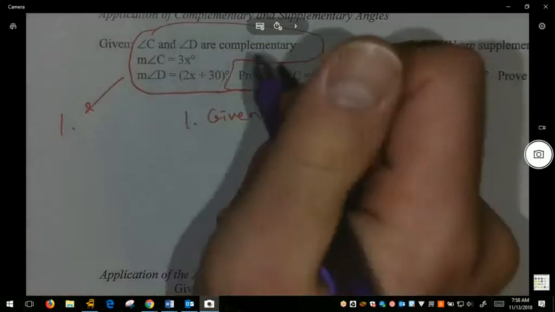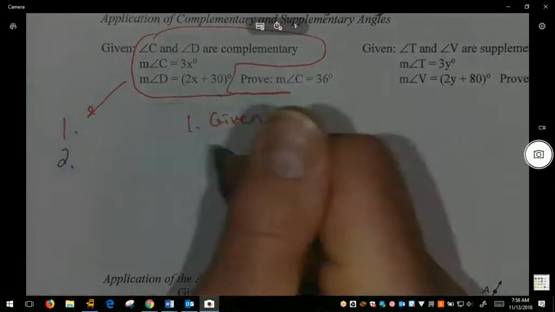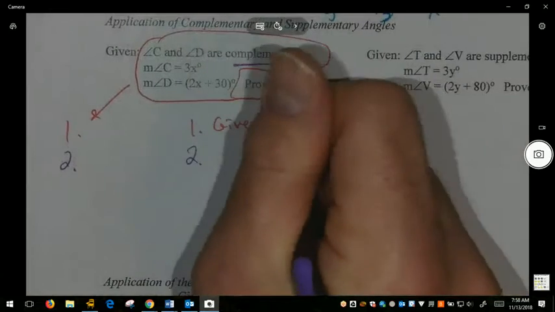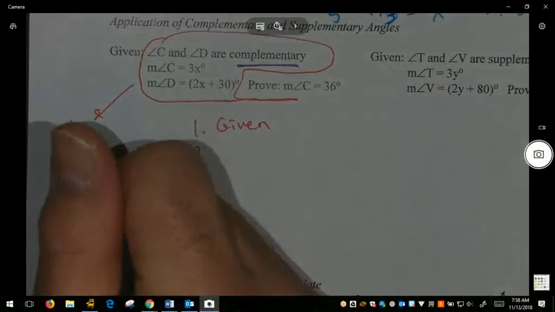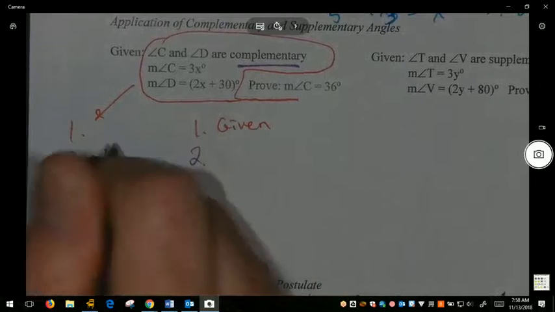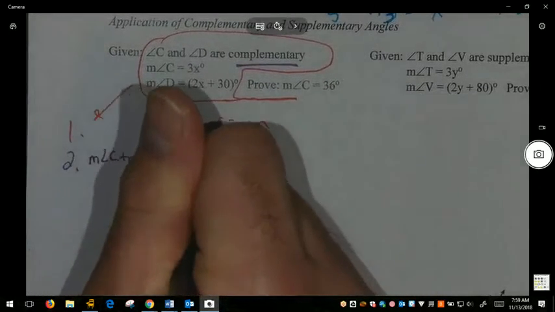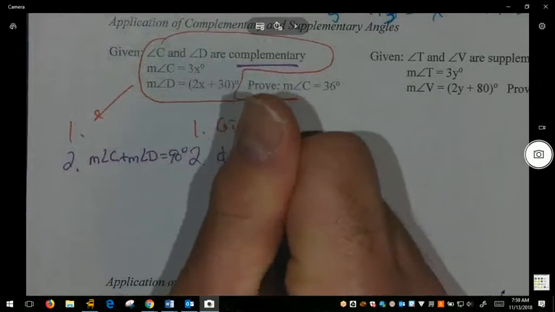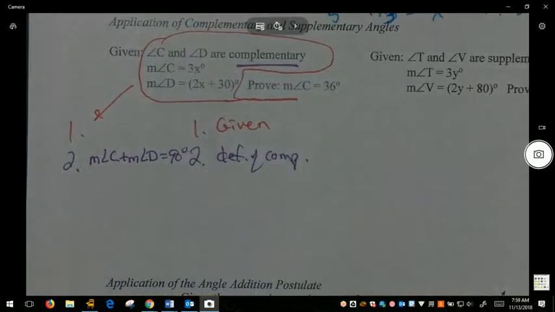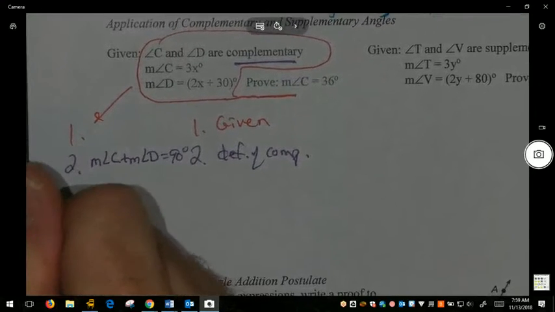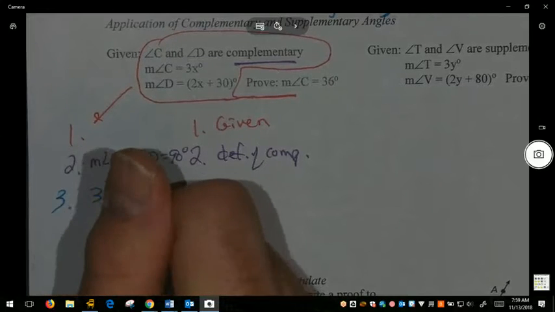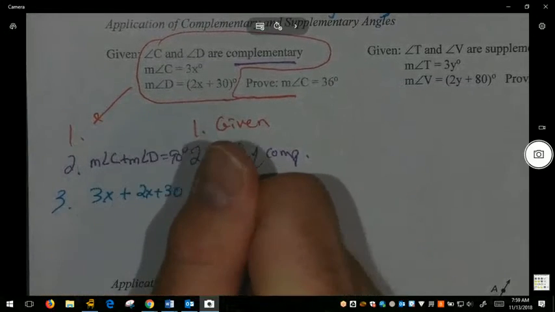So they might have the measure angle C and measure angle D expressions written down here somewhere. So if that's given, what key vocabulary word do we have in this? Complementary. So what does that mean about the measures of angle C and angle D? They're going to add up to 90 degrees by the definition of complementary. Now the good news is, other than angle addition postulate and segment addition postulate, so far everything else is a definition. But we're going to have some theorems soon, so that's going to change. Now I just plug in the expressions 3x and 2x plus 30 using substitution.